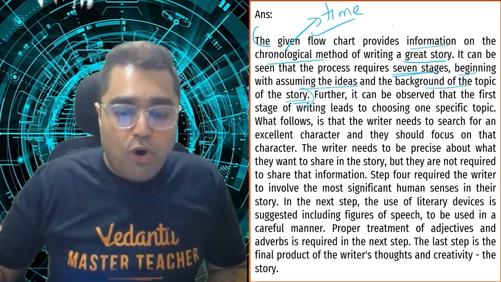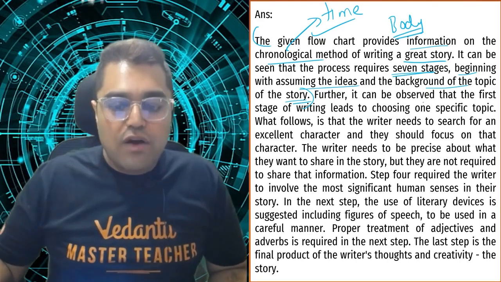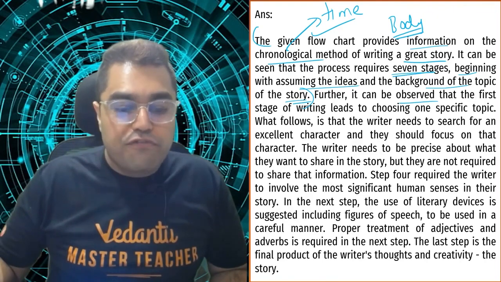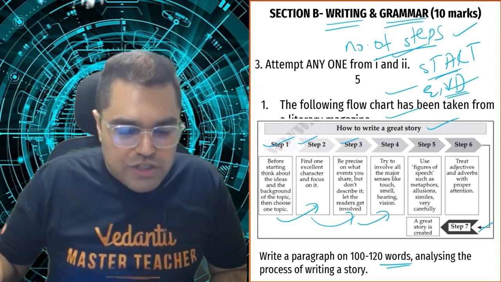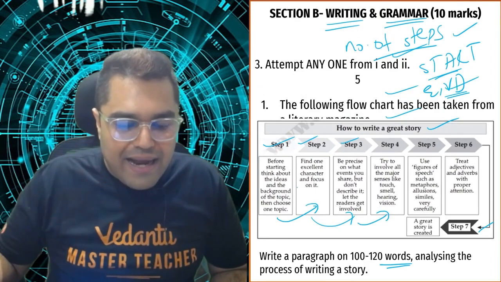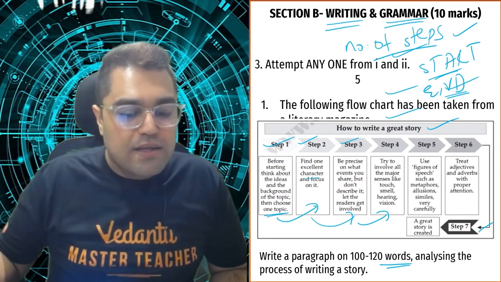Then in the body, please remember, you need to identify trends. So let's see. Further, it can be observed that the first stage of writing leads to choosing one specific topic. See, okay? So in step 1 you are thinking and then you are choosing the topic. Then you are choosing the character.